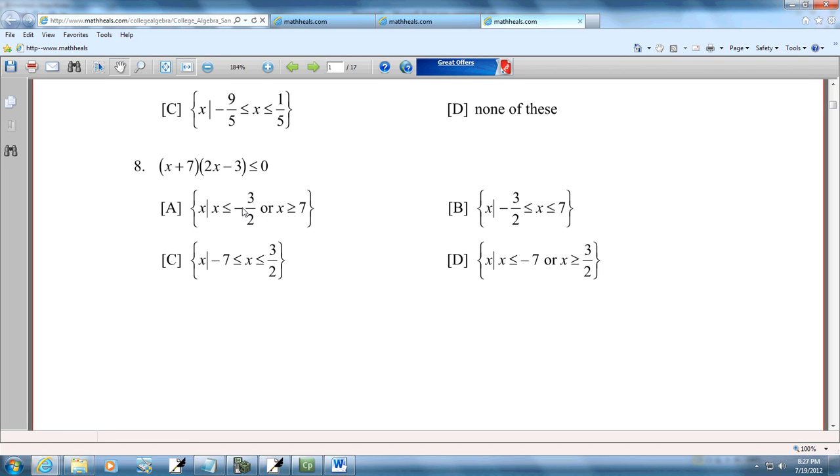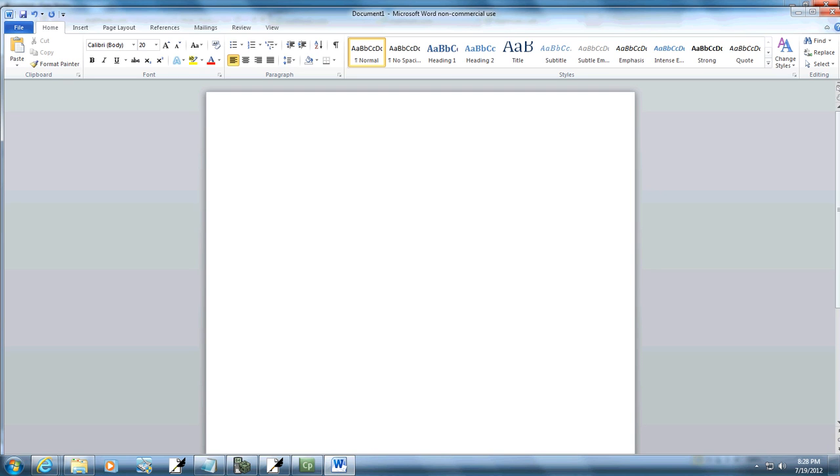Let's take a look at problem number 8. This is a polynomial inequality. So let's refresh our memory on those. Solving polynomial inequalities.